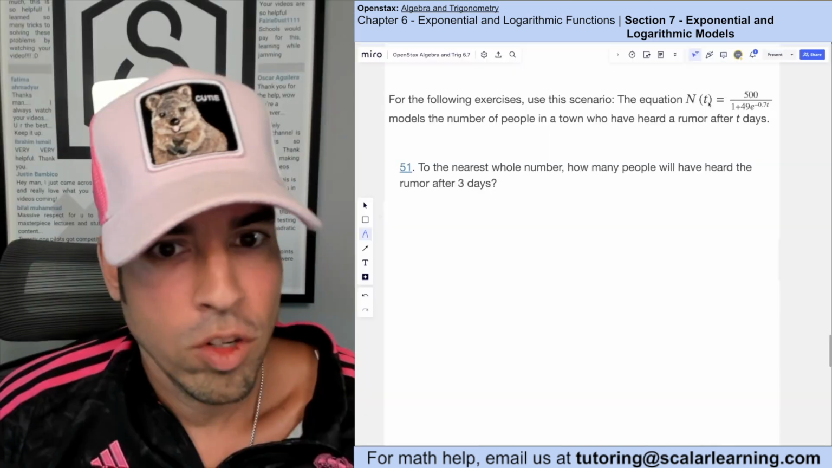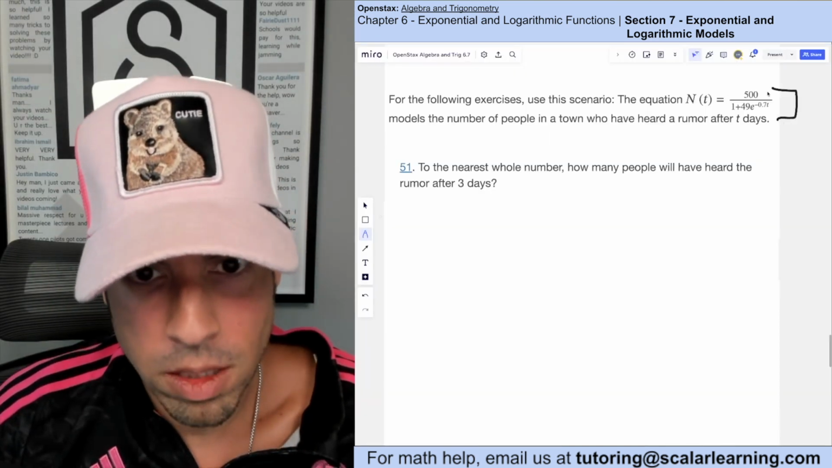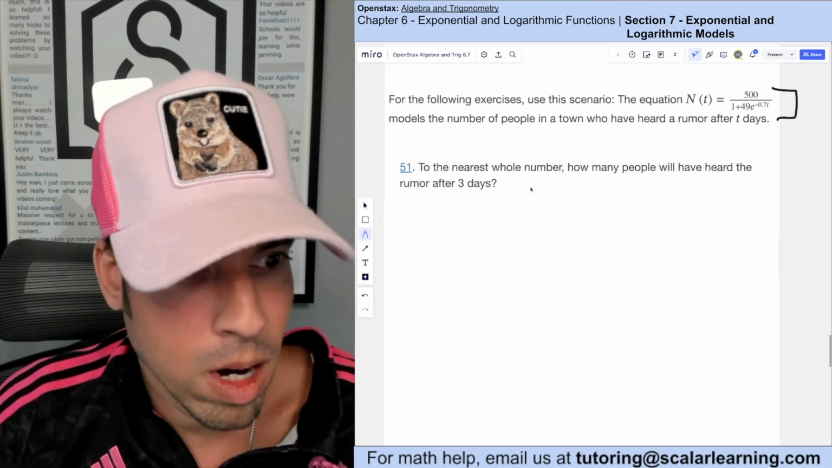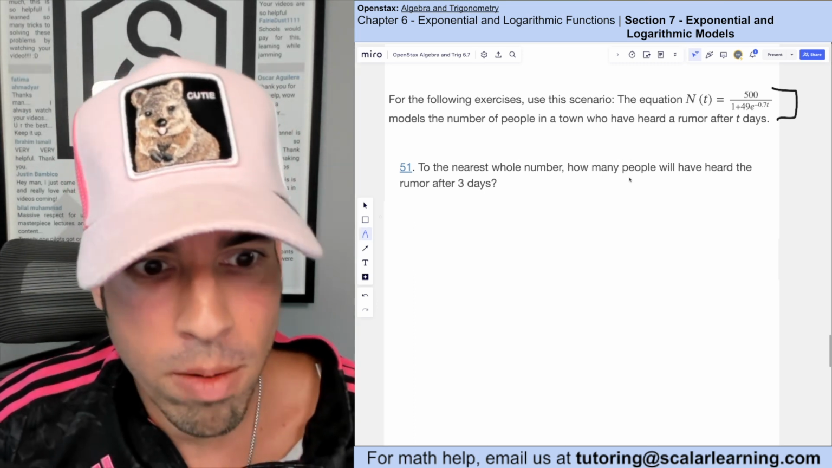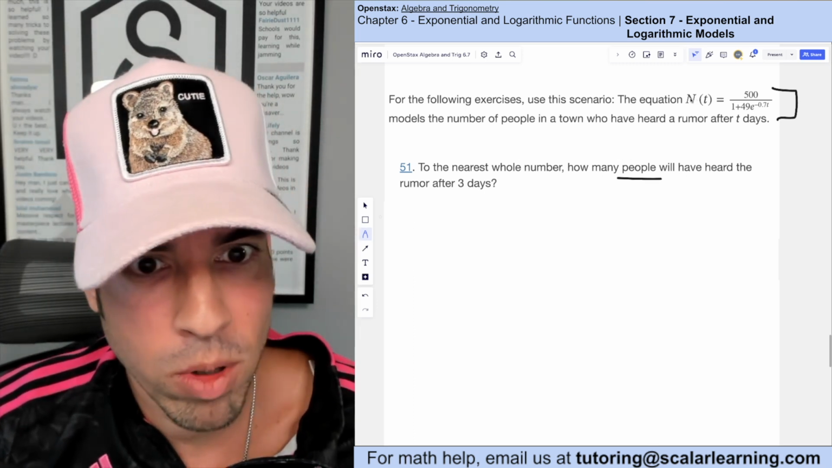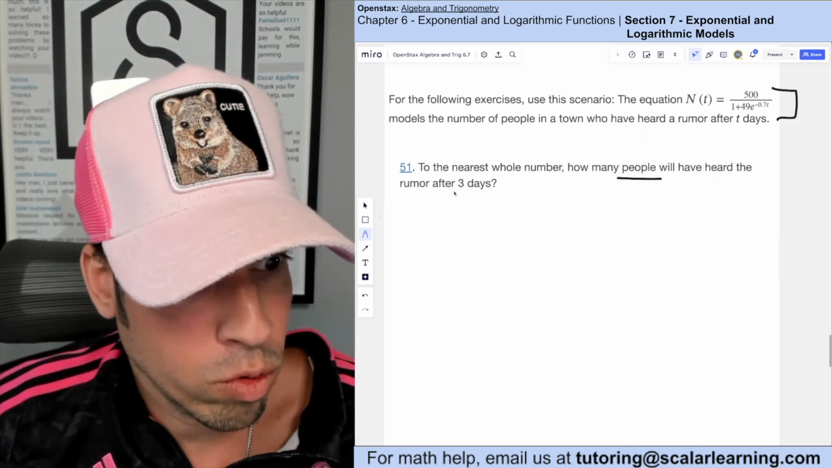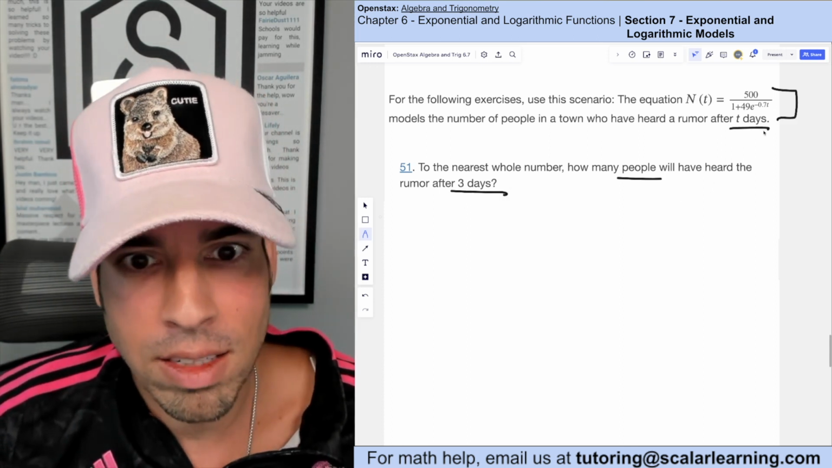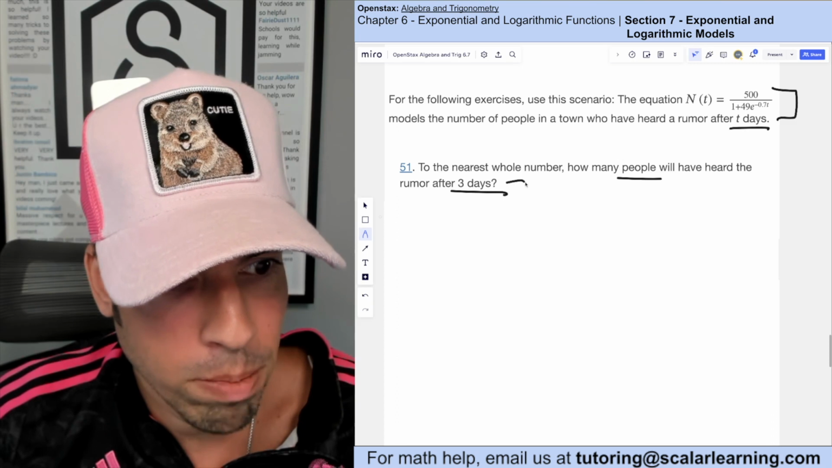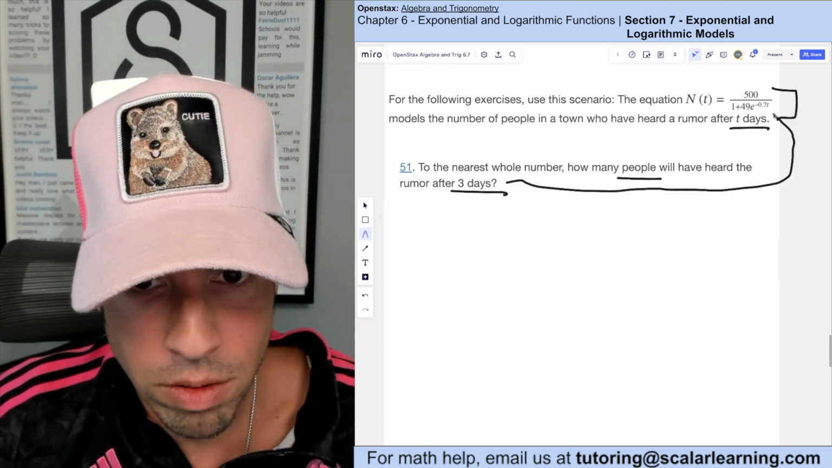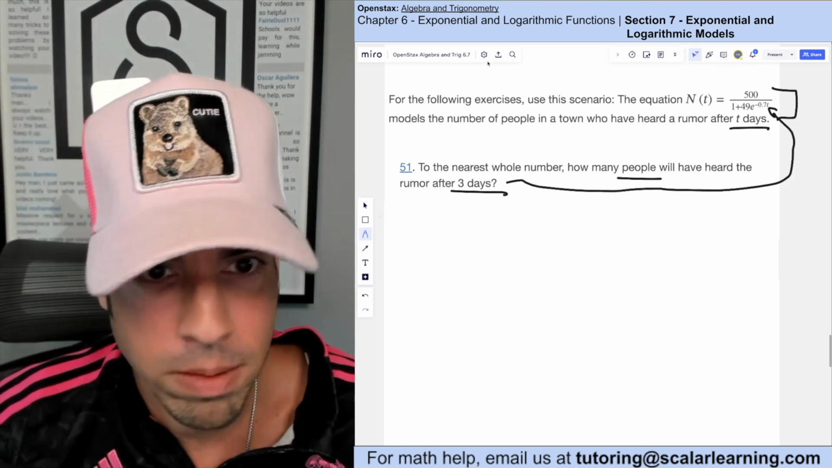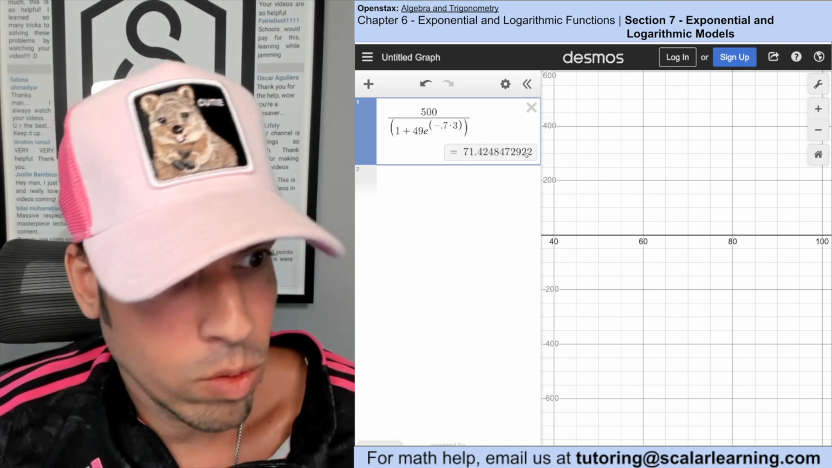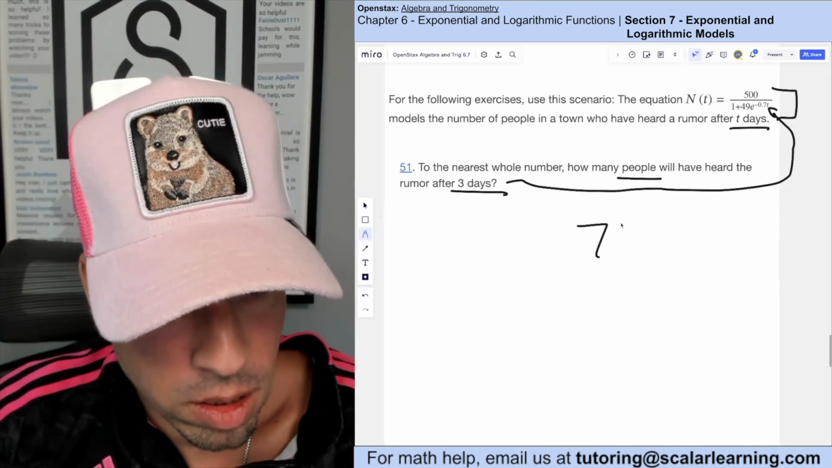Boom, done. So for this question, we've got this formula, this logistic function representing this model, and it says to the nearest whole number, how many people, and again, remember, n is the number of people, will have heard the rumor after 3 days, and t is the amount of days. So this is a straight plug and chug situation. I'm going to plug 3 in for t in the calculator and evaluate. So just by plugging and chugging, I get 71. So to the nearest whole number is 71.